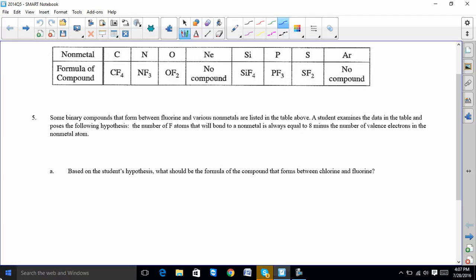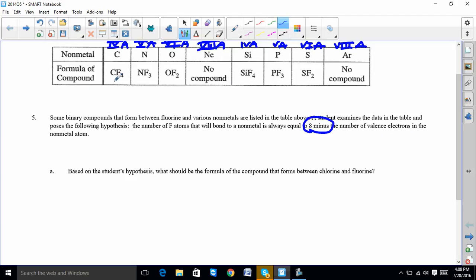So here's the deal. We know if we look at a periodic table that carbon is in group 4A, and so carbon has 4 valence electrons. Nitrogen is in 5A, so it has 5 valence electrons. This is in 6A. And then neon is in 8A because it's a noble gas. And silicon is in the same family as carbon, 4A again. And phosphorus is 5A, and sulfur is 6A. And argon again is 8A, a noble gas. And so his hypothesis was it's 8 minus the number of valence electrons.